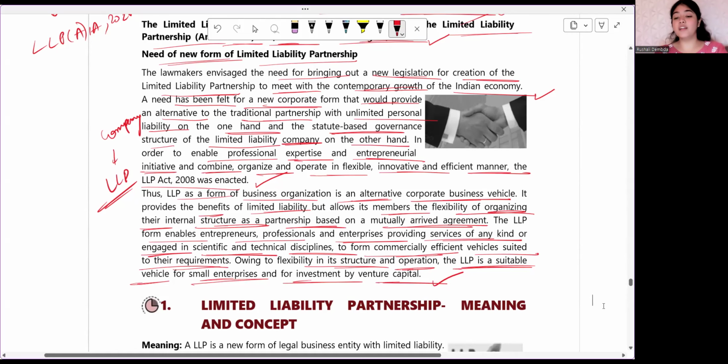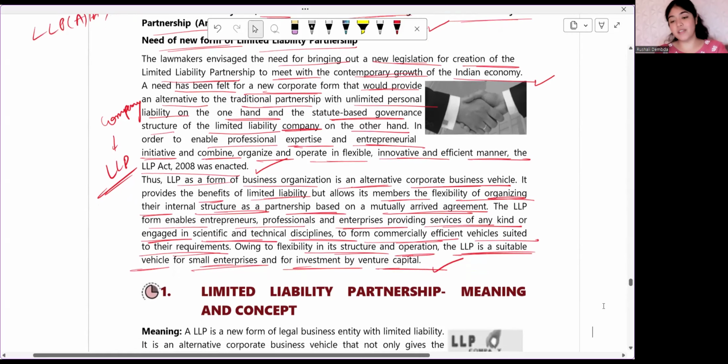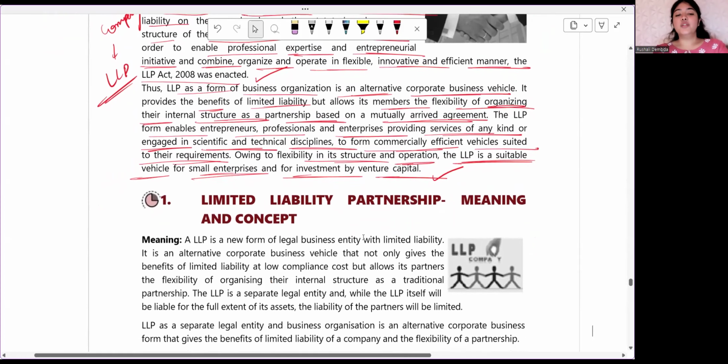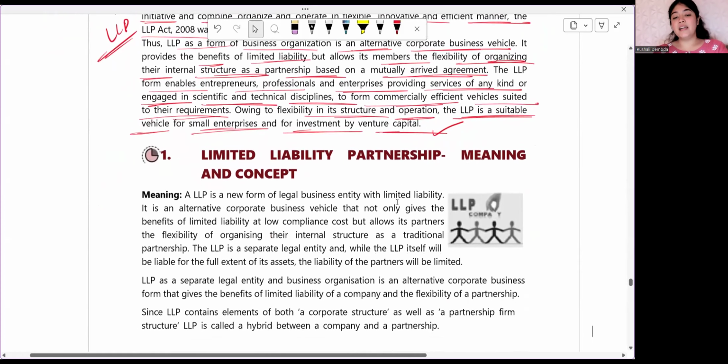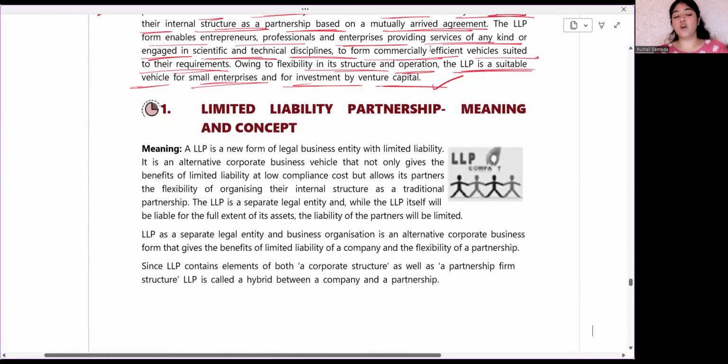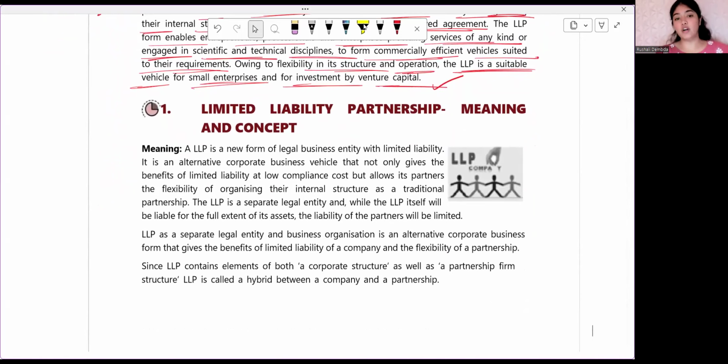Let's see what is the meaning and what is the concept given in the Act. An LLP is a new form of legal business entity with limited liability. Liability in this case of all the partners will be limited. That is very clear from the name of the act. It is very clear that the liability will be limited of all the partners.